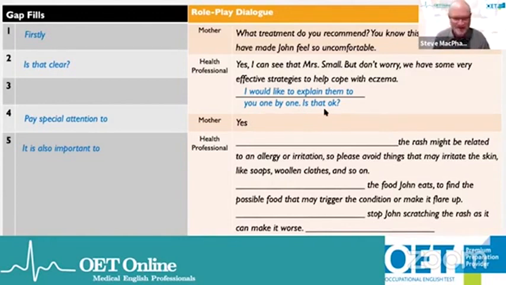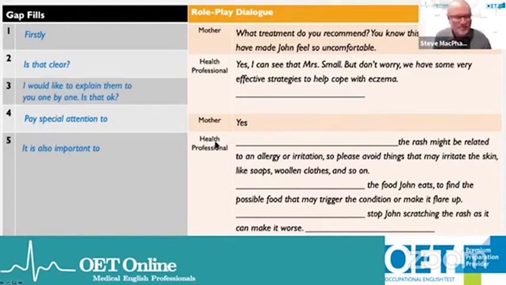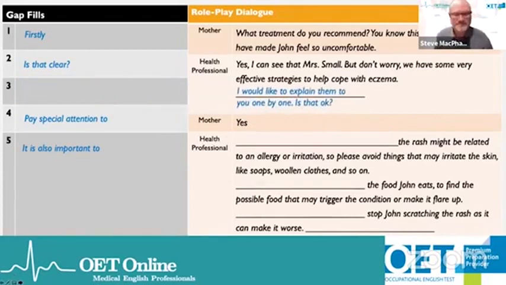Mother says yes. All right, now what are we going to put, everyone? The health professional says. Number one, that's right, Jane. Firstly, the rash might be related to an allergy or irritation. So please avoid things that may irritate the skin, like soaps, woolen clothes, and so on. Then we've got to put in another one.